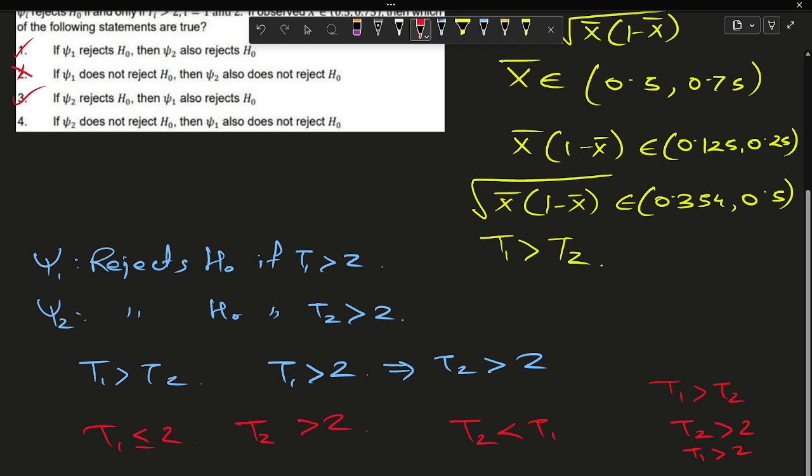Now for option 4, we can say that if T2 is less than or equal to 2, it is possible that T1 is greater than 2, as T1 is greater than T2. Hence phi 1 might reject H0. That is not always guaranteed, it might reject. So that will be a false statement. So our correct options are this one and this one.